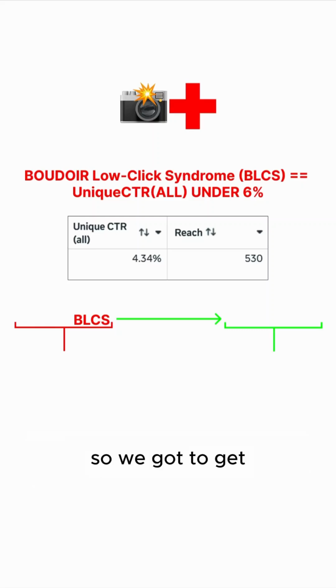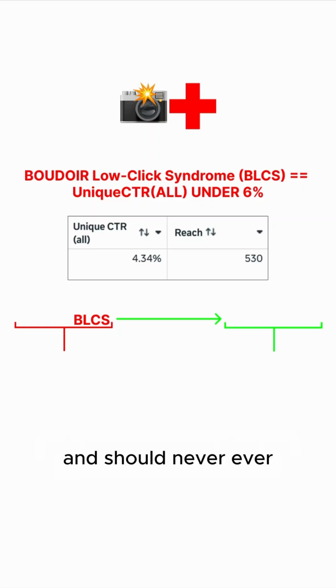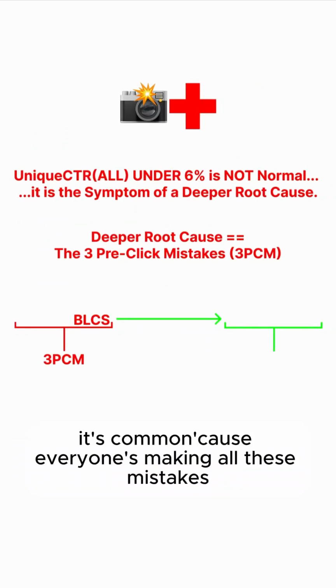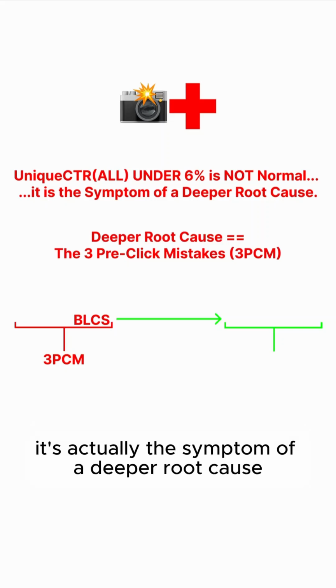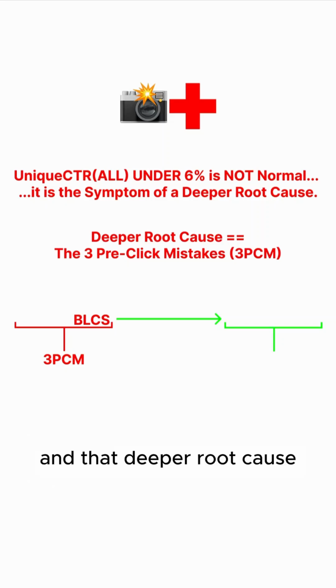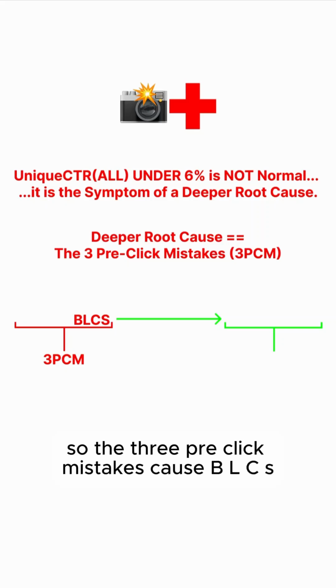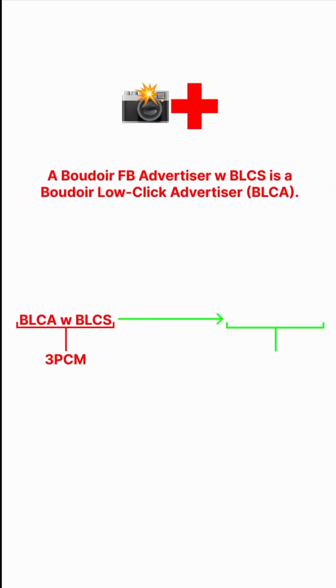So we got to get this number up as high as possible, unique CTR, and it should never, ever, ever be lower than 6%. And that's because unique CTR under 6% is not normal. It's common because everyone's making all these mistakes, but it's not normal. Is this actually the symptom of a deeper root cause? And that deeper root cause is the 3 pre-click mistakes. So the 3 pre-click mistakes cause BLCS. We'll go over those at the end of the video.